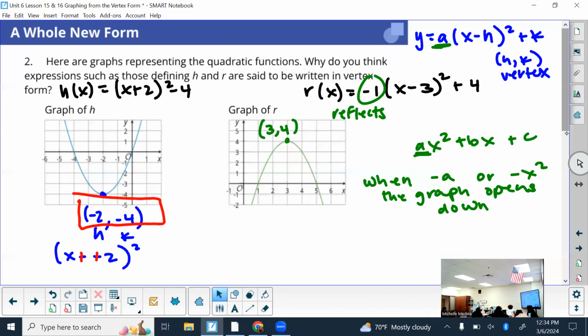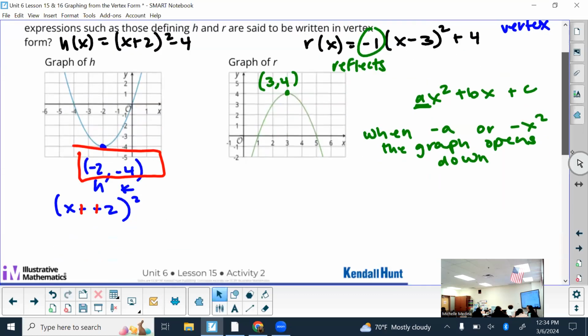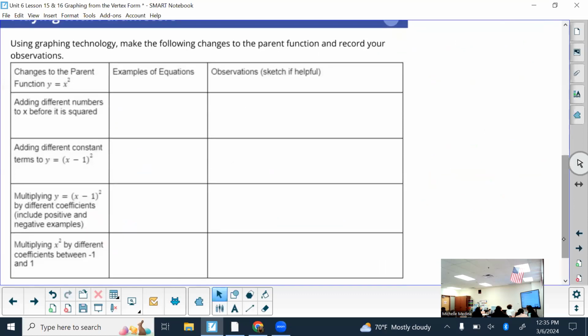All right, moving on. We're gonna do something similar to what we did yesterday, but this time you're graphing your parent function, y = x². And you are doing these things listed. You have 2 on the front, 2 on the back. Let's review, let's understand what it's asking you to do before I just let you try it.